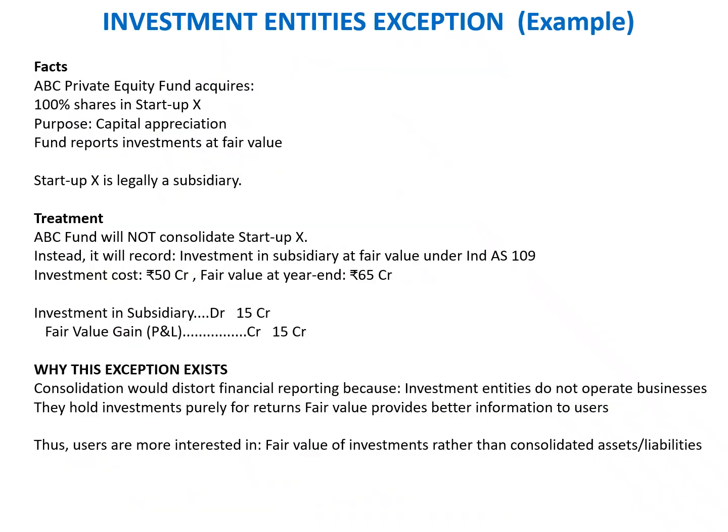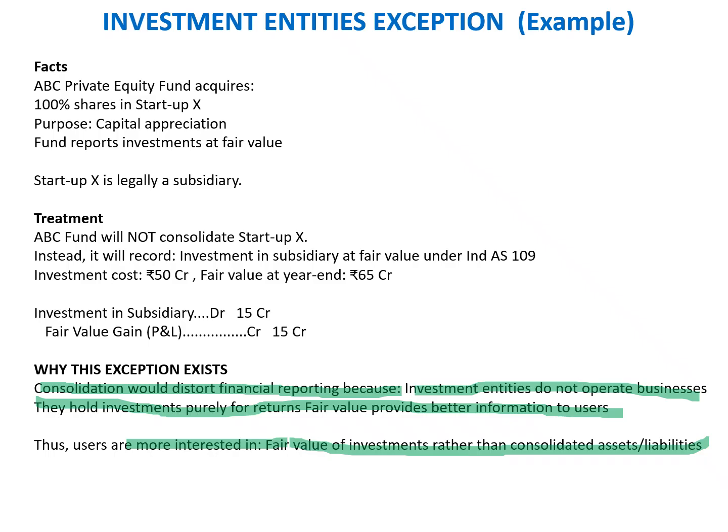Okay, so we'll quickly talk about why this exception exists and then we'll come to the example. This exception exists because consolidation would distort the financial reporting, because investment entities do not operate a business, they hold investments purely for returns. Fair value provides better information to the users. Thus, users are more interested in the fair value of the investment rather than consolidation of the assets. So this is the primary reason why, though it controls the majority of the stake, it is still shown as an investment only.